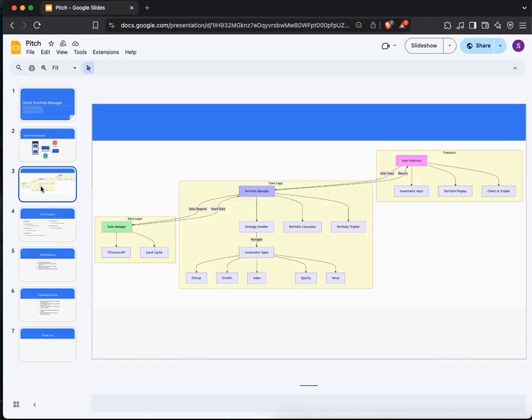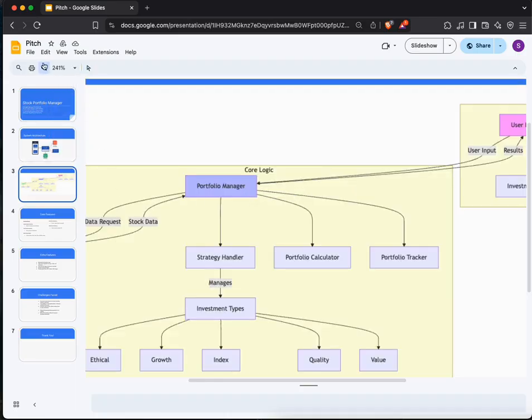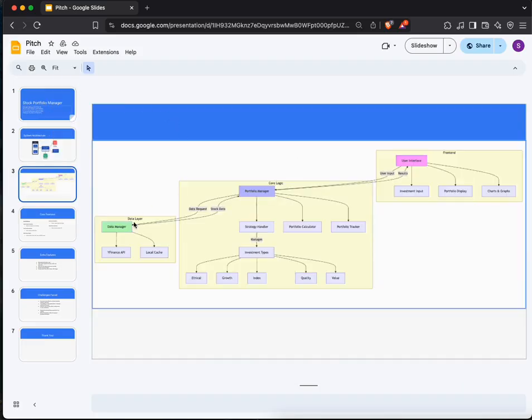The diagram gives a closer look at how the system is structured. On the left, the data layer is managed by Data Manager, which interacts with Yahoo Finance API and optionally caches the results for performance. The core logic in the center handles the main calculation. It includes a portfolio manager, a strategy handler, a portfolio calculator, and a portfolio tracker.